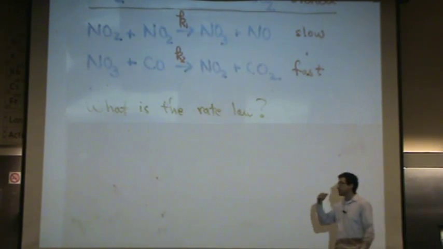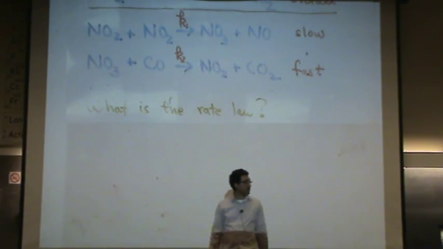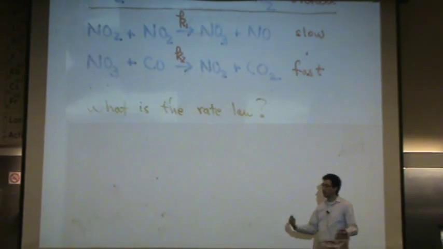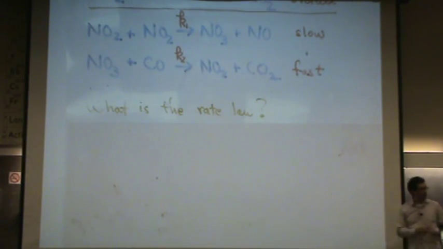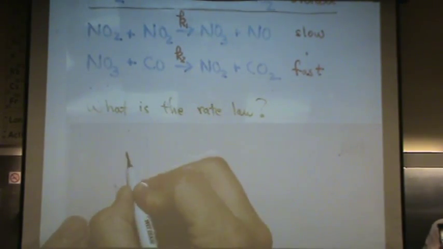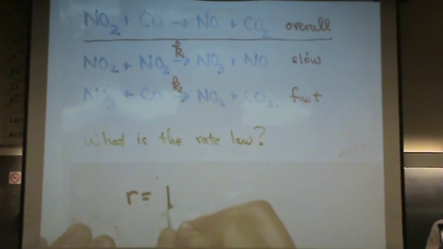Remember, the rate determining step is what determines the overall speed of the reaction. It is the slow one, the dopey one. It slows the team down. So the rate of the overall reaction is always dependent on the slow step. So in our case here, the rate of this reaction is equal to the rate of the slow step.